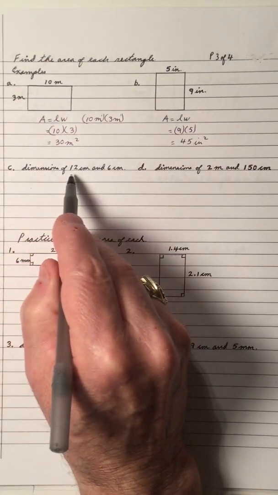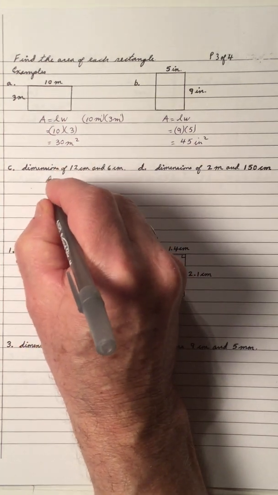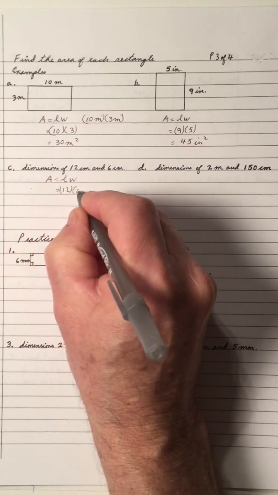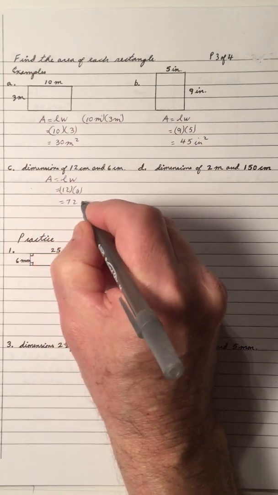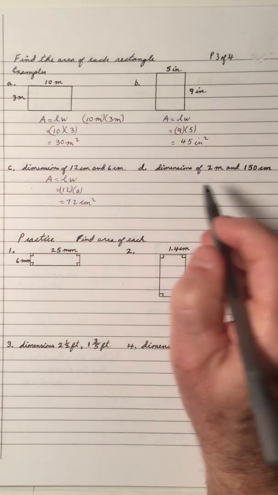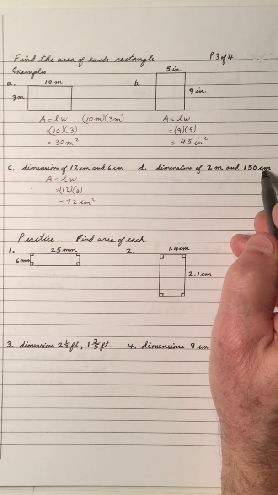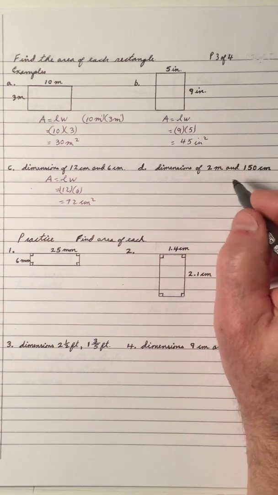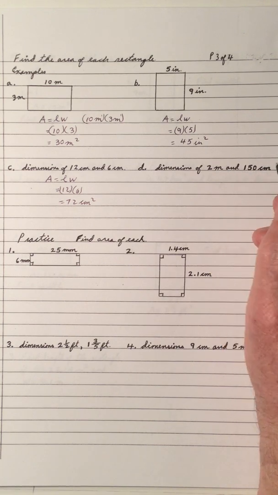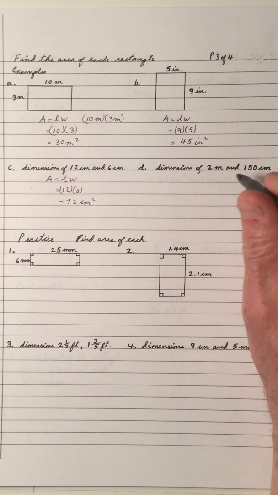C, we have dimensions of a rectangle of 12 centimeters and 6 centimeters. So that means the area is length times width. So it's 12 times 6, and that gives us 72, and it's centimeters, so it's centimeters squared. When you look at D, we have dimensions of 2 meters and 150 centimeters. Well, we should have the units the same, so we can either convert them to centimeters or meters. And what I do, if I'm not tall, then I convert the smaller units to the larger ones.